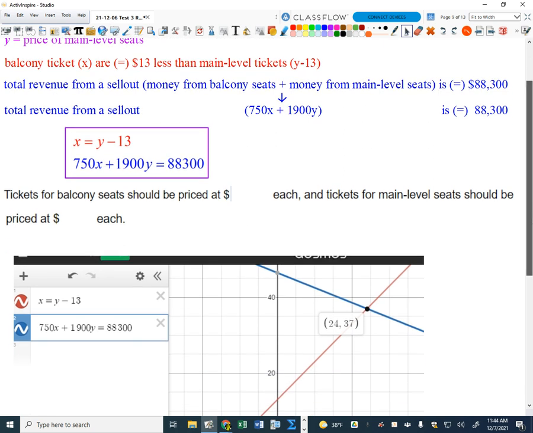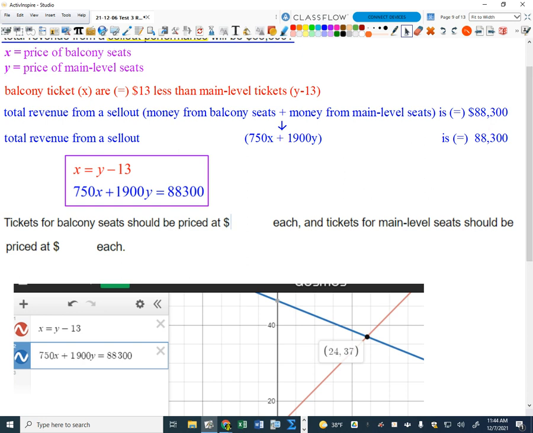Then what's that telling us? What's going to be the price of balcony seats, based on the graph? 24, right? Because that's the x coordinate, isn't it? So we get balcony seats are $24 a piece. Main level seats then are what? 37. There you go, 37.